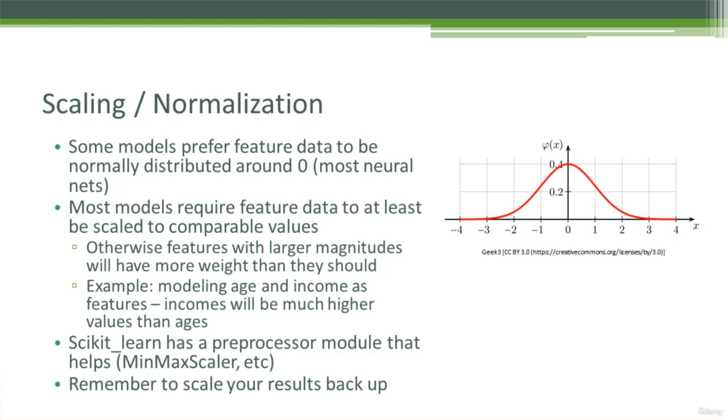It's very easy to do this, especially with scikit-learn in Python. It has a preprocessing module that helps you out with this sort of thing. It has something called MinMaxScaler that will do it for you very easily. The only thing is you have to remember to scale your results back up if what you're predicting is not just categories but actual numeric data. Sometimes if you're predicting something, you have to make sure to reapply that scaling in reverse to actually get a meaningful result out of your model at the end of the day.